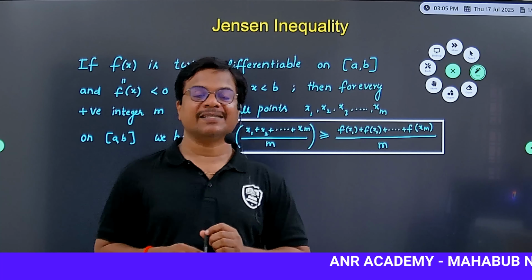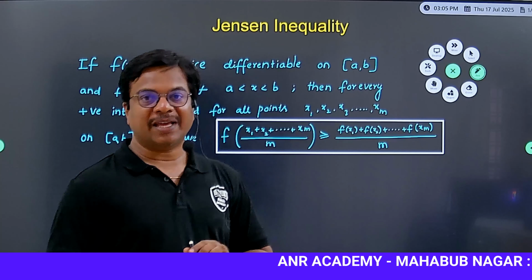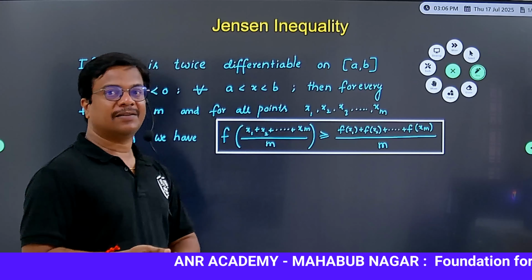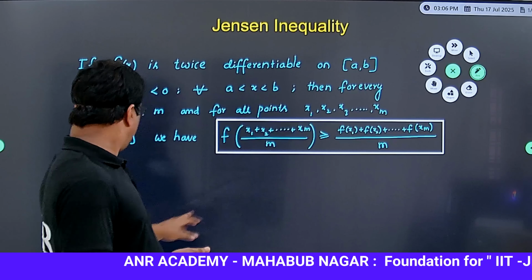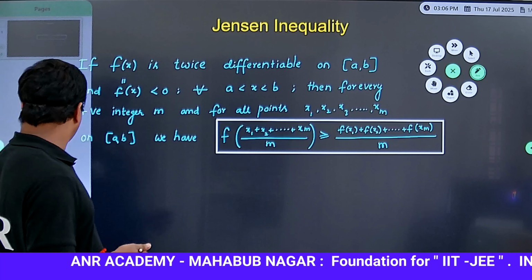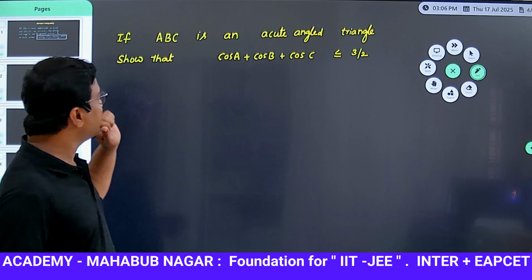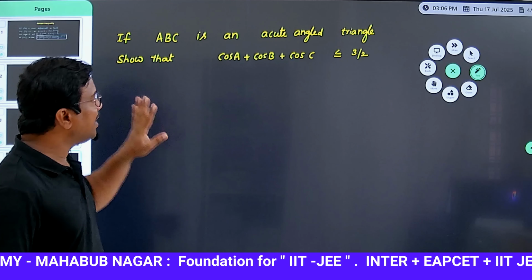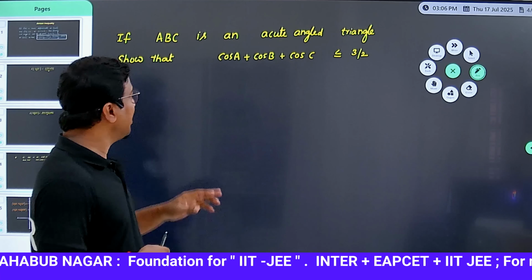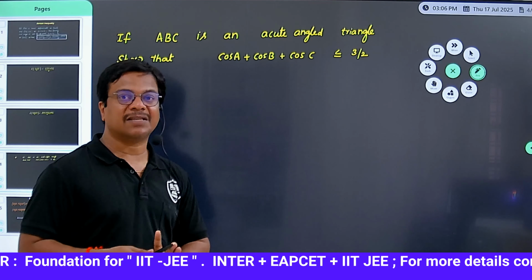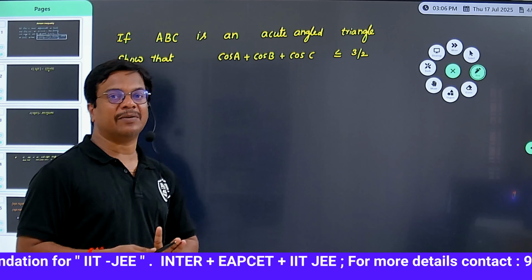This is Nepaledi Sir. Today we are going to discuss Jensen's inequality, and with the help of Jensen's inequality you can prove this result. If ABC is an acute angle triangle, show that cos A plus cos B plus cos C is less than or equal to 3 by 2.